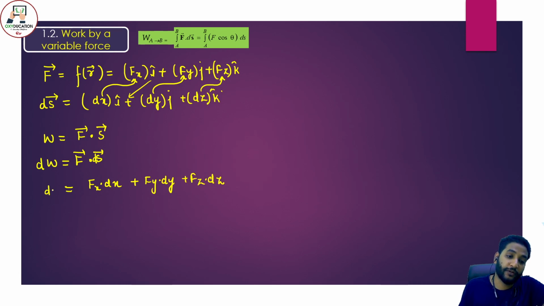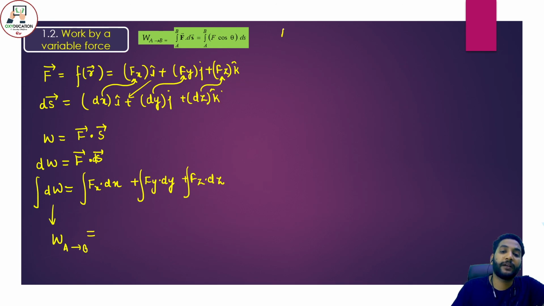This is a broader concept, dW. But if we want to find out the total work done, what can we do? We can integrate. This will give you the total work done from, let's suppose, position A to position B. Means A has, let's suppose, position x1, y1, z1, and B has position x2, y2 and z2.